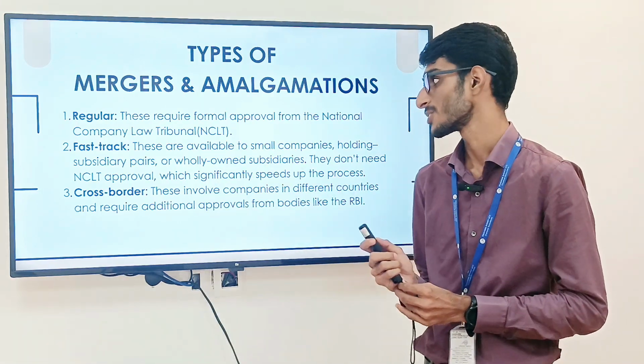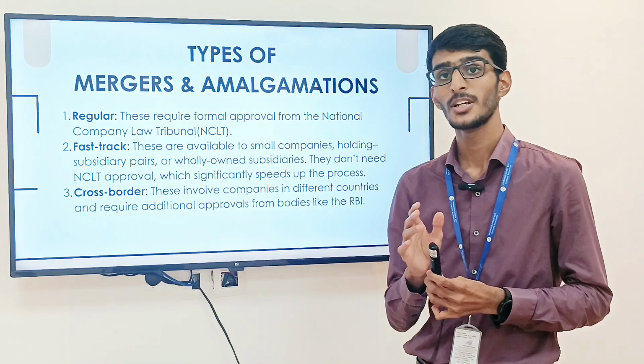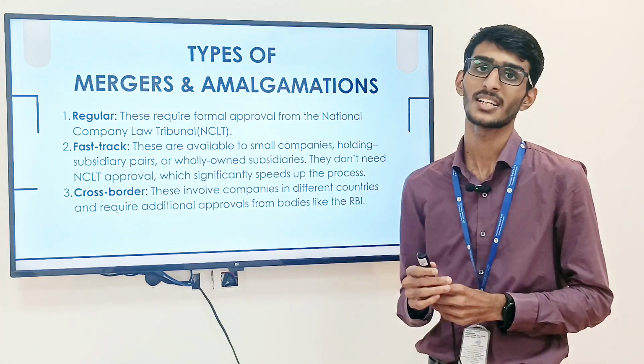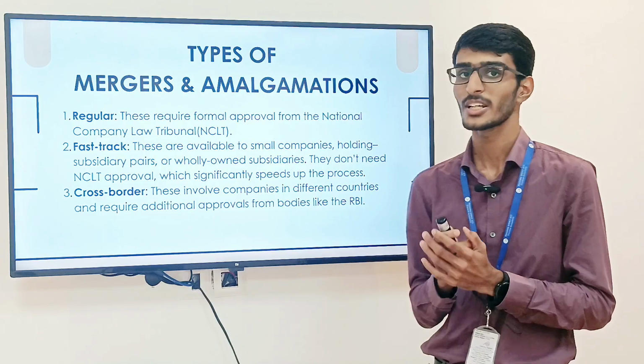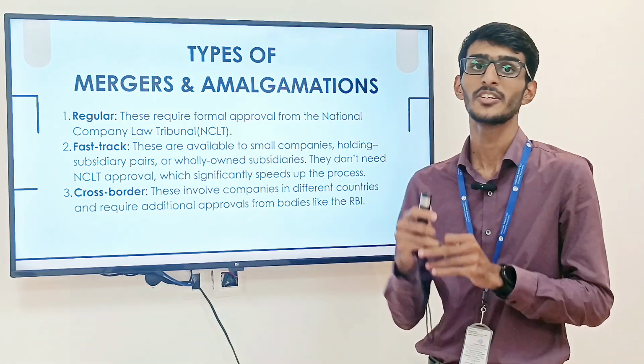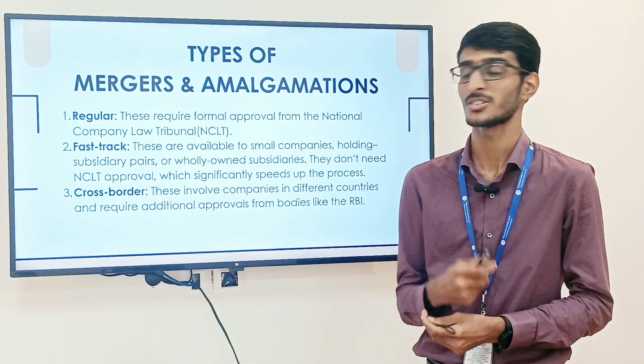Next is the fast-track merger. Over here, it is available only to small companies, holding-subsidiary pairs and wholly owned subsidiaries, as I had said before. So here they don't require the NCLT's approval. Here the regional director's approval is more than enough, which will significantly speed up the process.